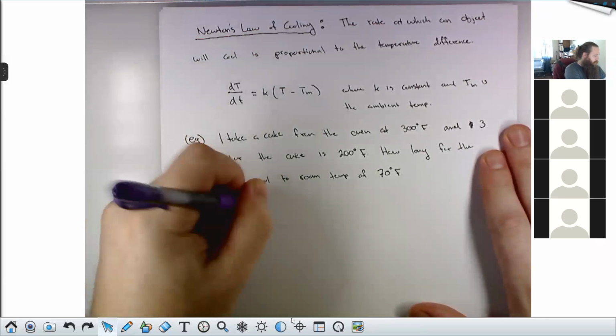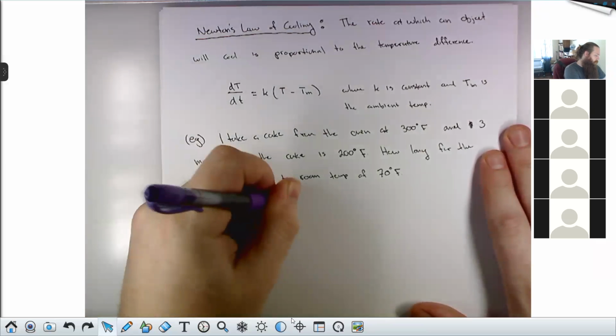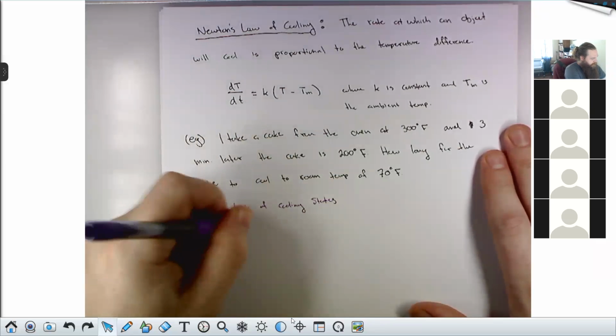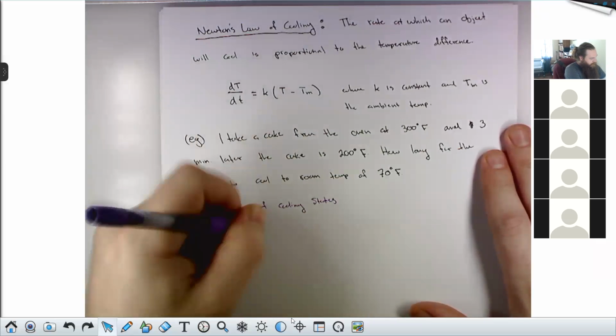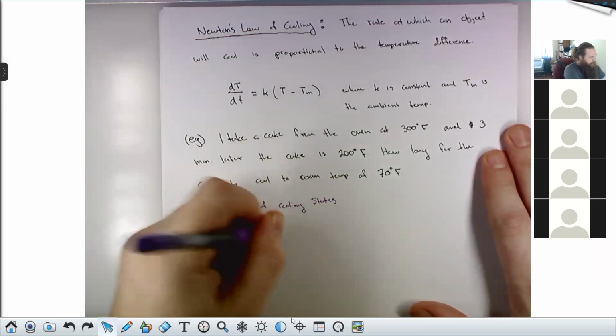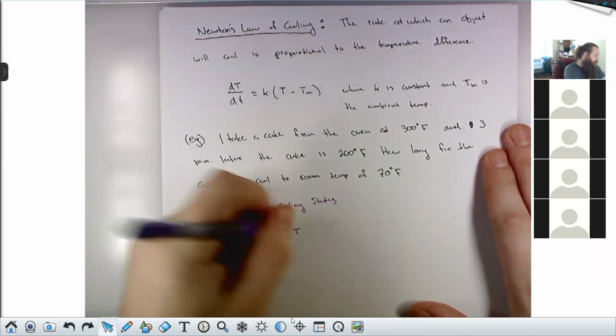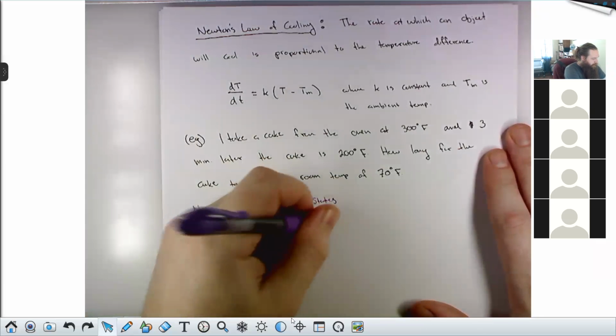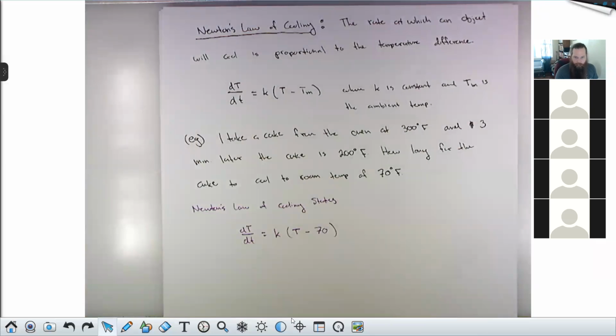Newton's law of cooling states that dT/dt is equal to some unknown constant k times (T minus the ambient temperature). And I'm going to leave units off here because mathematician, not physicist, sorry. Not sorry. So we have this differential equation. We'd like to solve it for the function T. Any ideas how we could do that?